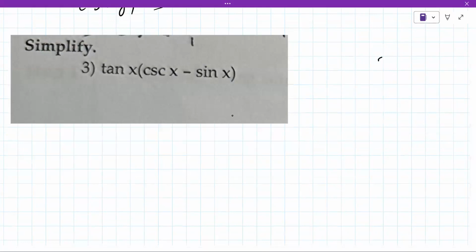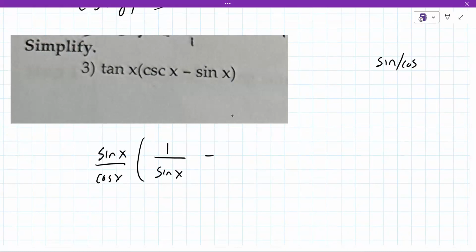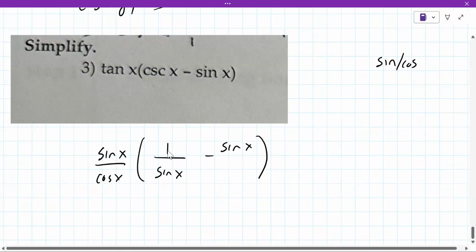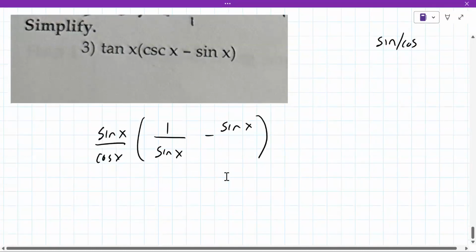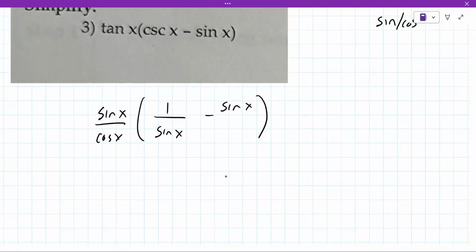One of the basic strategies is to convert everything into sine and cosine. So tangent is sine x over cosine x. Cosecant x is 1 over sine x, minus sine x. That's one thing you might notice. Sometimes you have to look ahead and ask what's going to happen when I distribute in. When you distribute in, the sines are going to cancel here, and you're going to get 1 over cosine x, which is okay. But when you put it here, it doesn't really get better. But we have to do something, so we might as well do that.